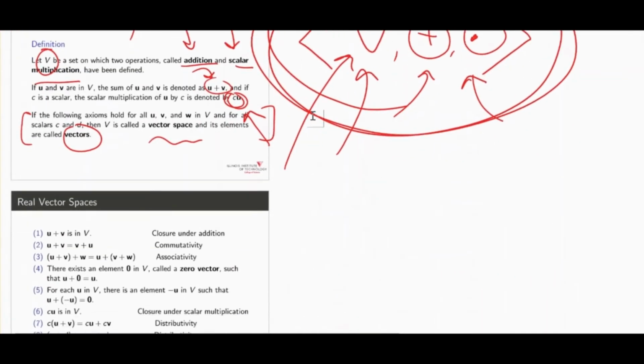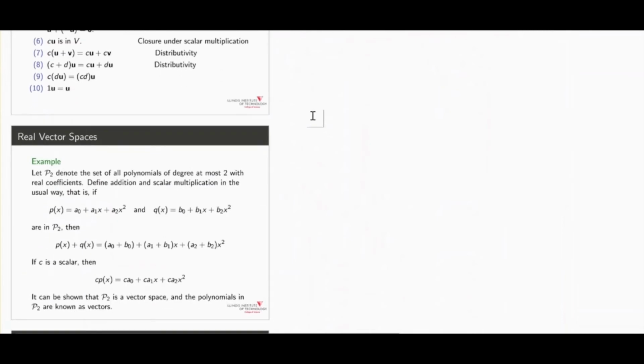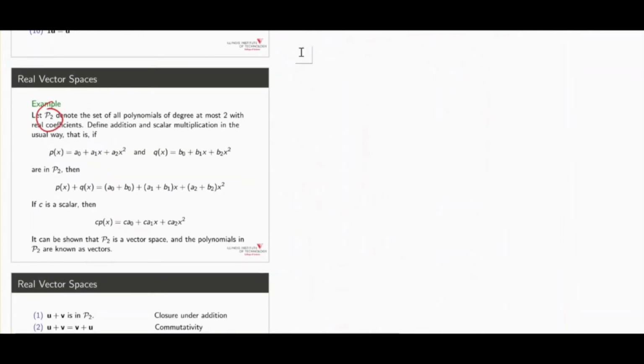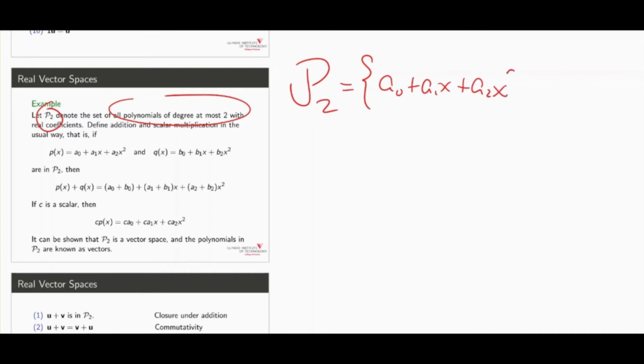Okay, so let me give you some example. Let's look at this set right here, P2. So what is P2? P2 is the set of polynomials of degree at most 2. If you want to use set-builder notation, we can write A0 plus A1x plus A2x squared, where A0, A1, A2 are real numbers. So this is a polynomial of degree at most 2.